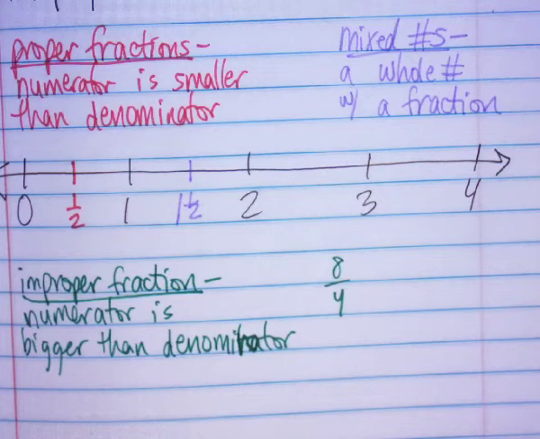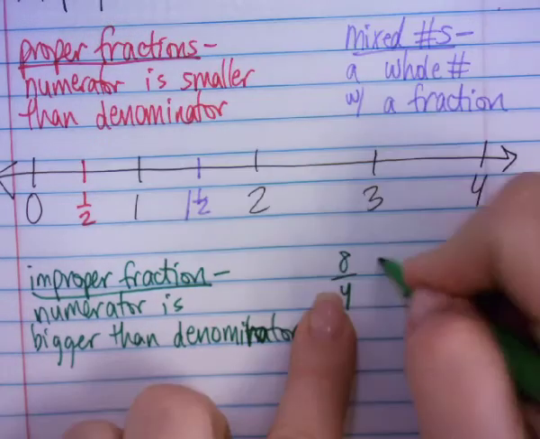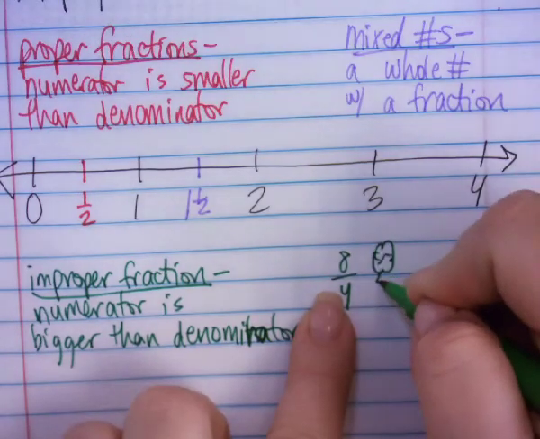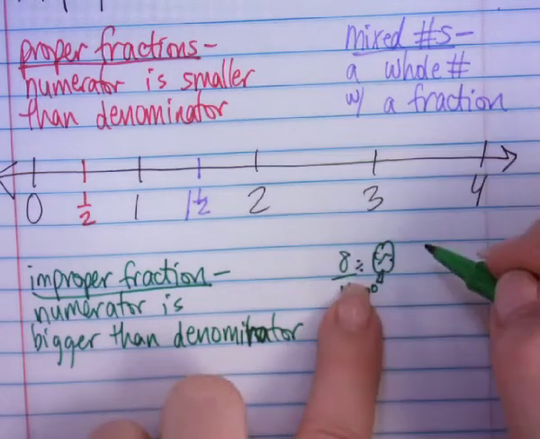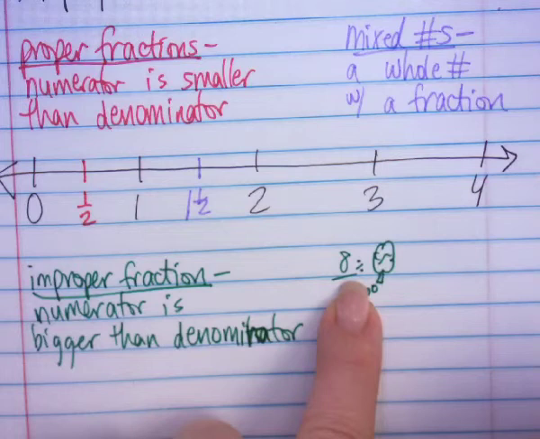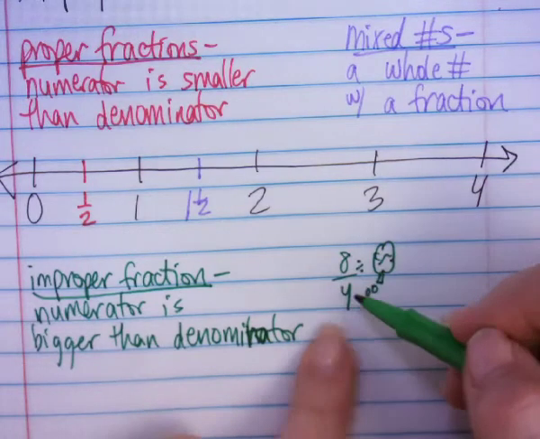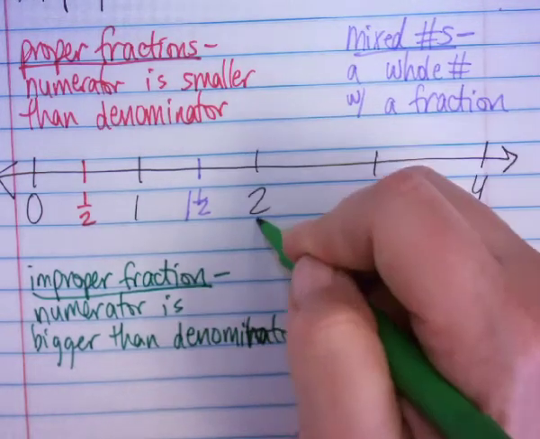As long as you remember what this is saying, that line means divided by. You've got to remember that because then you can read it like a sentence. 8 divided by 4, and you're like, oh, duh, that's 2.